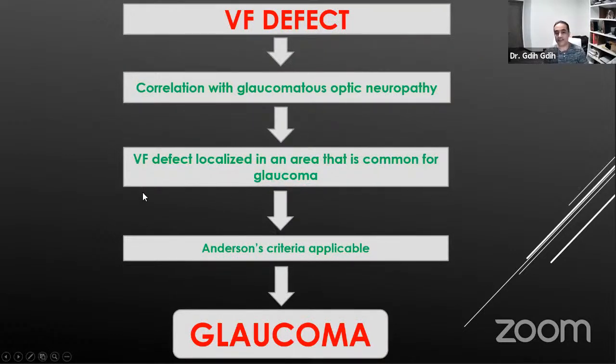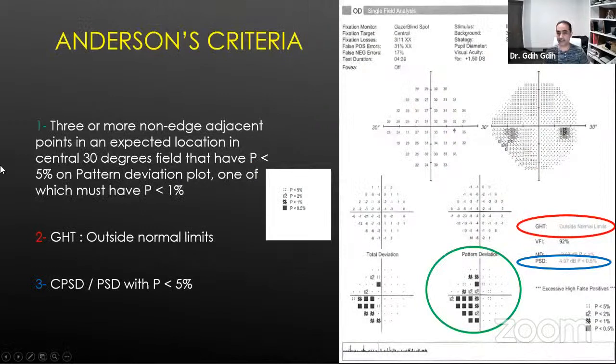So again, I want everyone to take a screenshot of this. Keep this in mind, or put it on a sticker behind you, to follow this pattern whenever you're interpreting a visual field defect. So you have a visual field defect. You're going to look at it. First question you ask yourself: does it correlate to a glaucomatous optic neuropathy? Yes. Okay, now we move down. Is this visual field defect localized in an area that's common for glaucoma, like an arcuate or a nasal or paracentral, is it following these patterns? Yes. Okay, now let's apply Anderson criteria. Is it applicable? Yes. Then yes, glaucoma. Then you have no problem saying that.